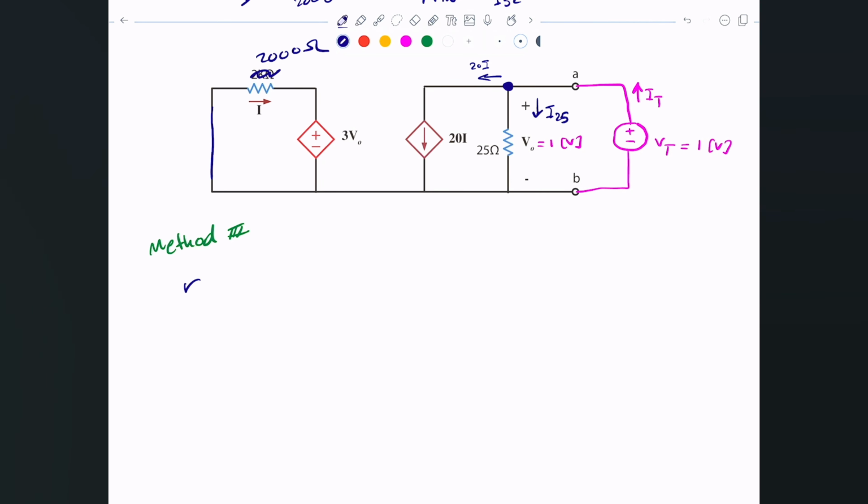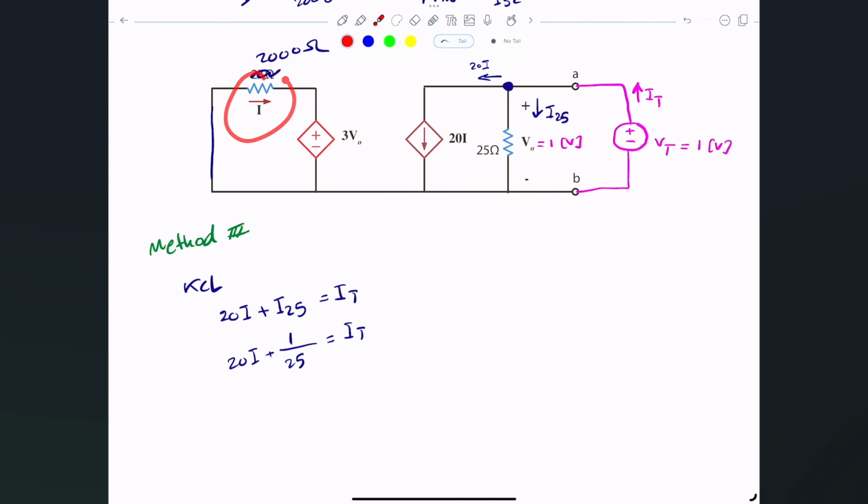Okay, so let me write the KCL equation. The KCL equation at that particular point will be the 20I, it just simply gets added here. Because both the I25 and the 20I are leaving, they get added, and that will be the I test that I'm looking for. Okay, but I know what I25 is. Well, 20I plus I25 is just simply the voltage, which is 1 divided by 25, and that equals I of t.